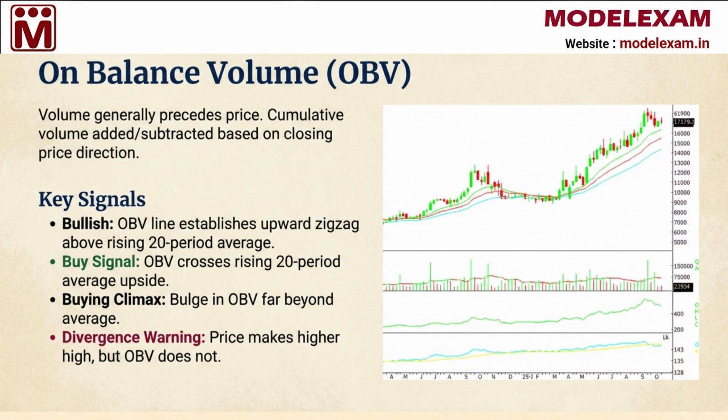We compare the OBV line to its 20-period average. If the OBV line is zigzagging upwards above a rising average, the trend is bullish. A buy signal is generated when the OBV crosses above its rising average. Conversely, if the price is going up but the OBV is flat or falling, that is a divergence warning. It means the price rise is hollow and might reverse soon.